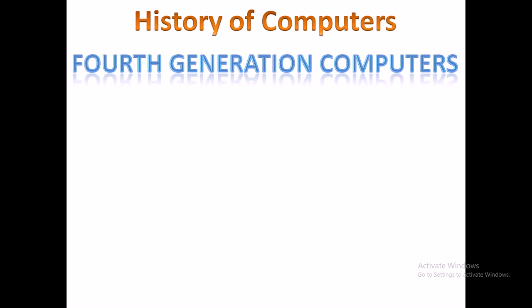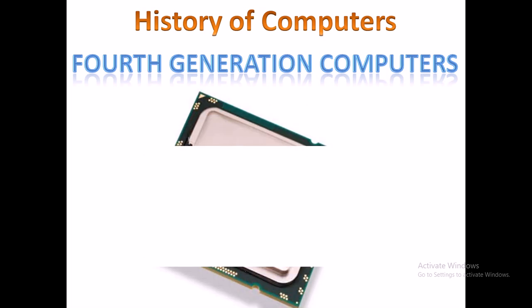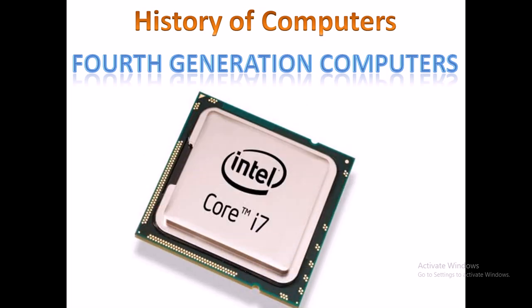Now, the fourth generation computers. It could be said that after 1971, the fourth generation of computers started. The fourth generation computers can be seen in every house or every office nowadays. They used very large scale integration technology. In this technology, a million electronic components can be fixed on a single microprocessor, that is the microprocessor chip.